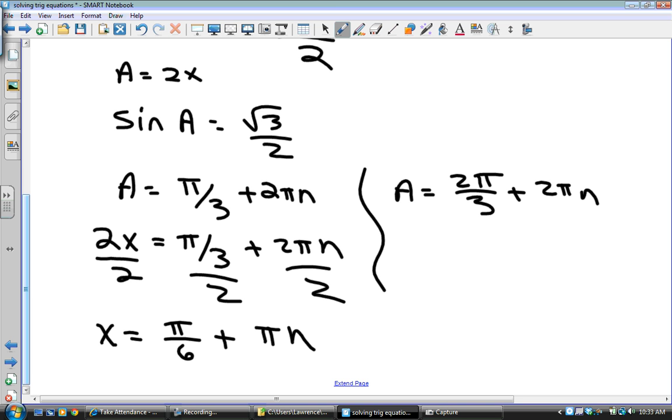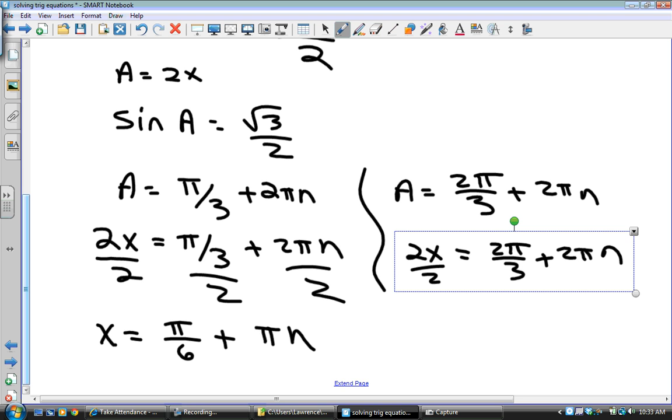All right, plus pi n. Now, let's do the other one. Okay, again, A is 2x. All right, divide by 2. So you get 2 pi over 6, which is pi over 3, plus pi n.